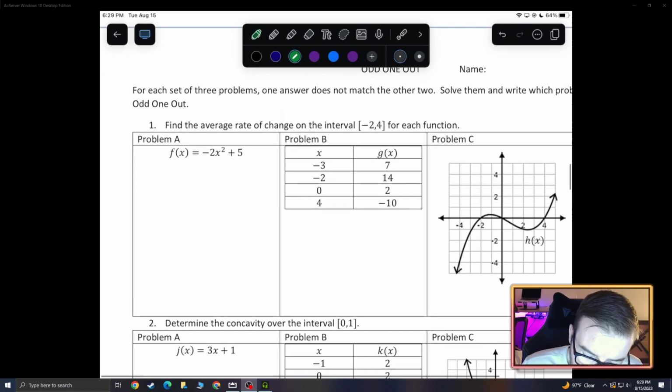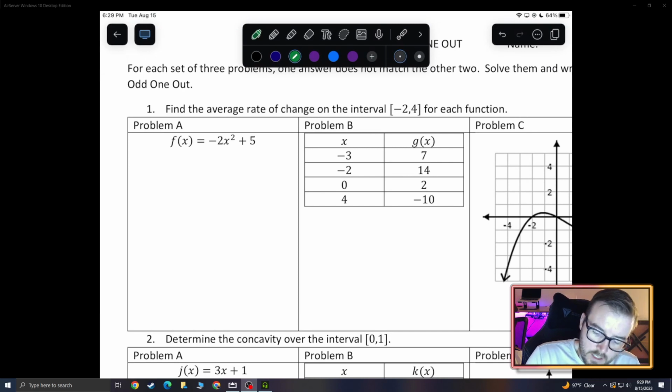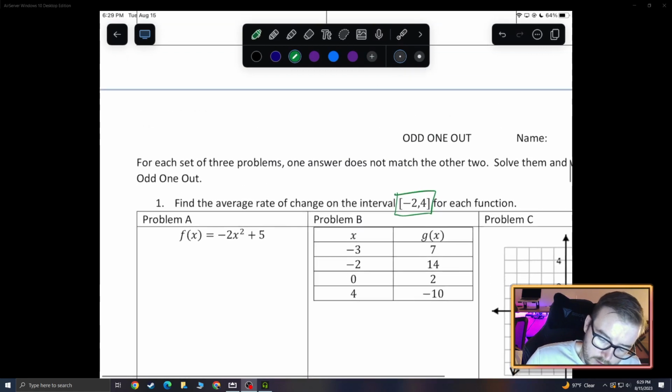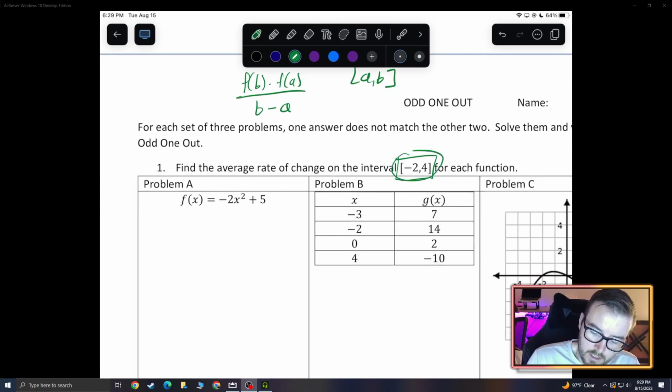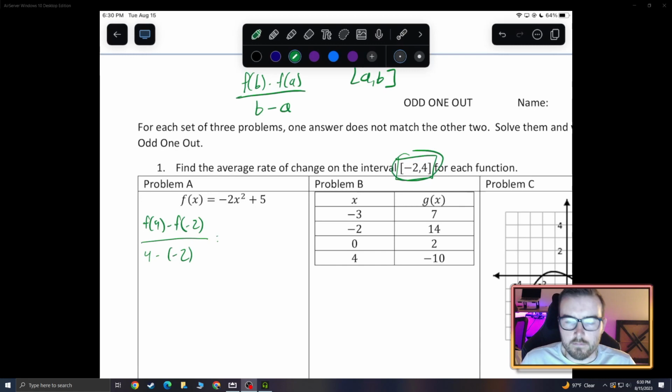Okay. So the first one, we're finding the average rate of change on the interval -2 to 4. Average rate of change, as we learned, is f of b minus f of a all over b minus a. And what are we talking about when we're referencing a to b? That is the interval. So in this example, if our interval is -2 to 4, we're doing f of 4 minus f of -2 all over 4 minus -2. Well, 4 minus -2 is 6, so the denominator is pretty easy. But what about the numerator?